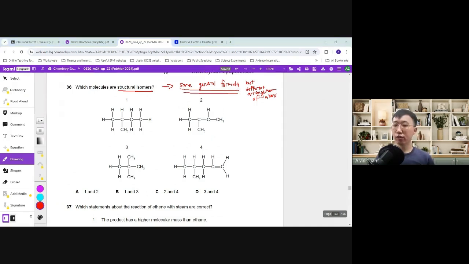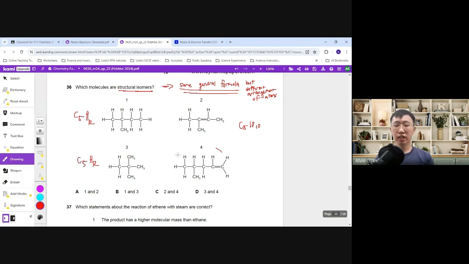Can you guys count together with me? Hydrogen: 1, 2, 3, 4, 5, 6, 7, 8, 9, 10, 11, 12. Carbon got 1, 2, 3, 4, 5. Hydrogen again: 2, 3, 4, 5, 6, 7, 8, 9, 10, 11, 12. Carbon 1, 2, 3, 4, 5. There you go. Macam yes, ready.